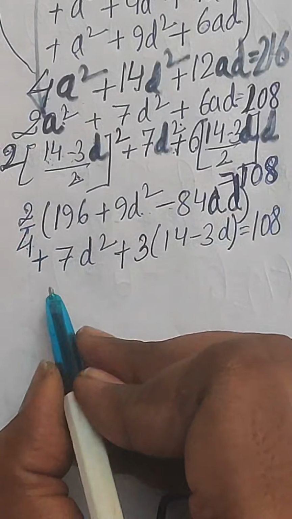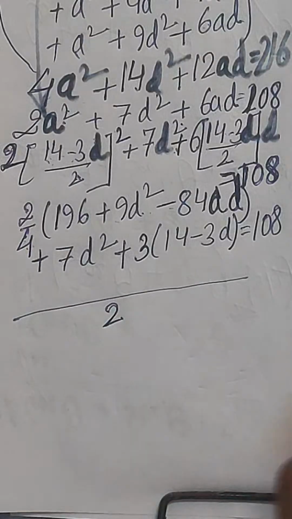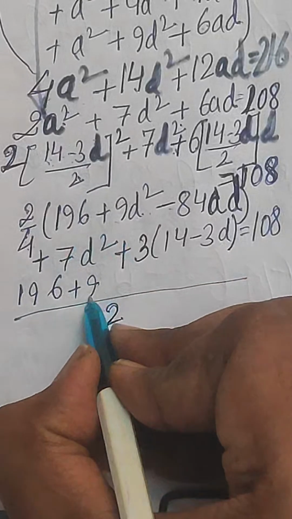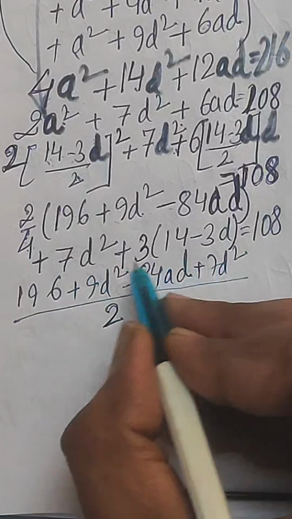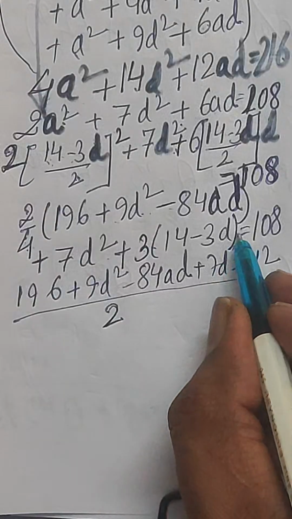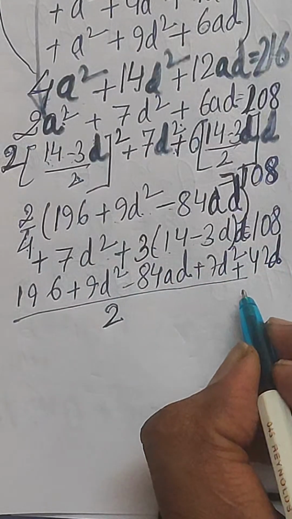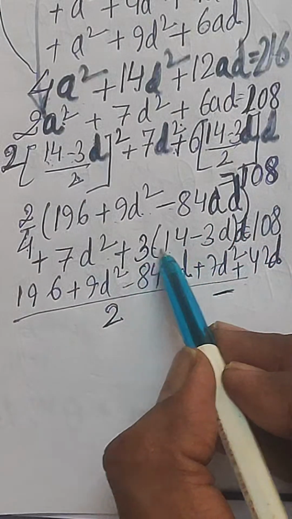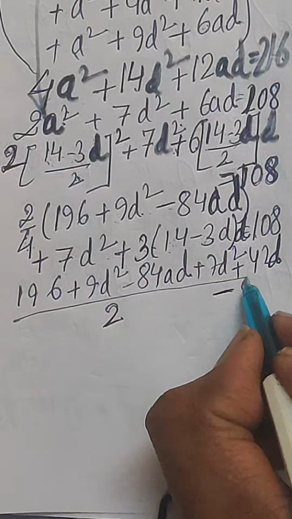So 1 by 2 here, so 2 can be taken as LCM over here, and from here we have 196 plus 9d square minus 84d plus 7d square plus 42 minus 9d, 40 minus 3d into d, another d is there, so this will be 42d minus d, 14 into 3, 42d minus 3 into 3, that is 9d square.